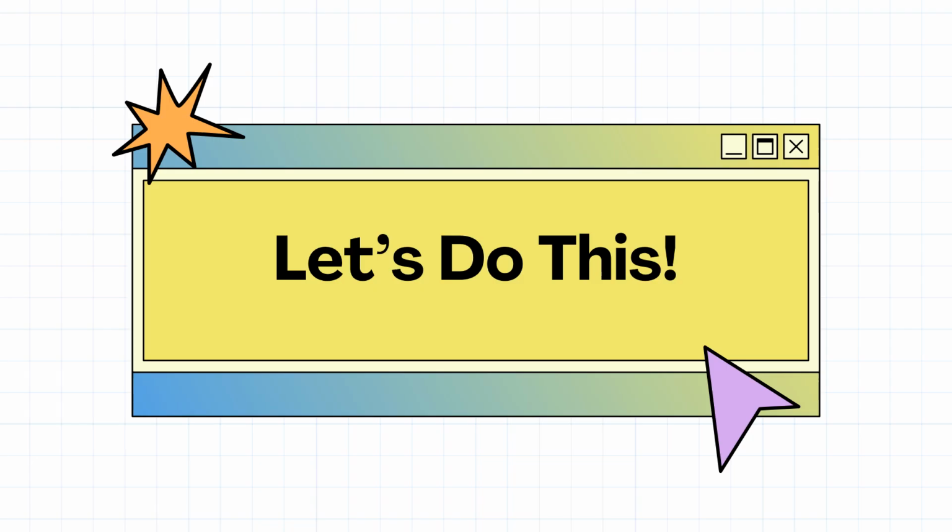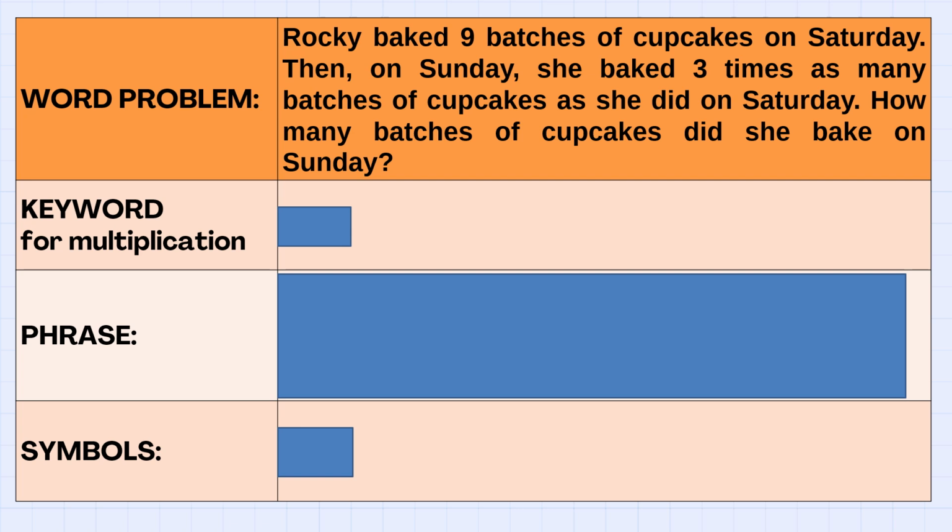Let's do this. Word problem number 1. Rocky baked 9 batches of cupcakes on Saturday. Then, on Sunday, she baked 3 times as many batches of cupcakes as she did on Saturday. How many batches of cupcakes did she bake on Sunday? So to understand this word problem, we first identify the keyword for multiplication.